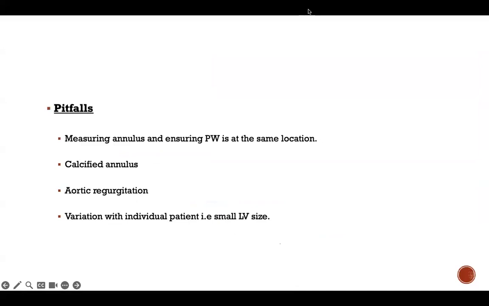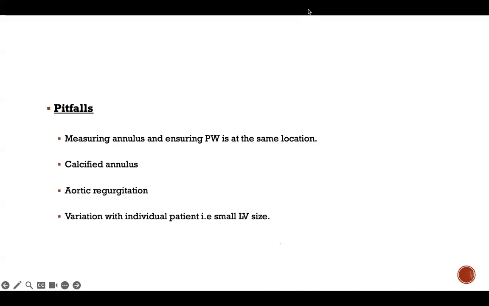Right. What are the pitfalls for this measurement, quantitative measurement? Pitfalls, most of it is the technical part. Like measuring the annulus. Many times when we have MR, we have a calcified mitral valve, a calcified mitral annulus or MAC, and this will have a limitation and an impact on the measurement of the mitral annulus diameter.